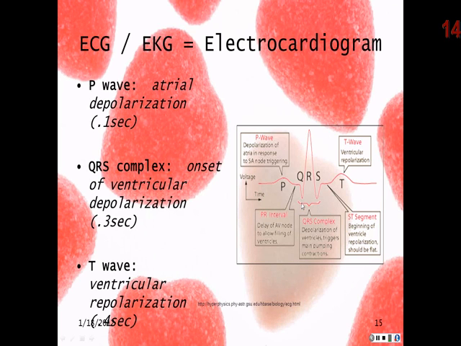Next, we have the QRS complex here, which is the combination of these waves that represents the onset of ventricular depolarization. And finally, we have the T wave here that represents ventricular repolarization. Although we do also have repolarization of the atria, it occurs at about the same time frame you would have the QRS complex here with the ventricular depolarization.